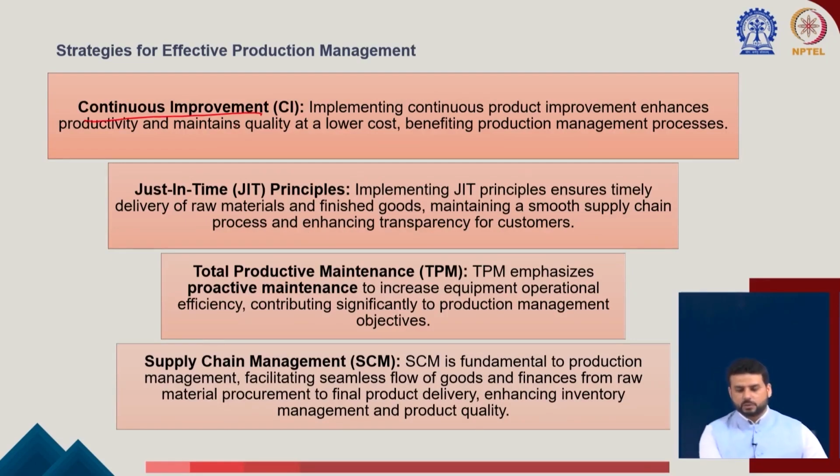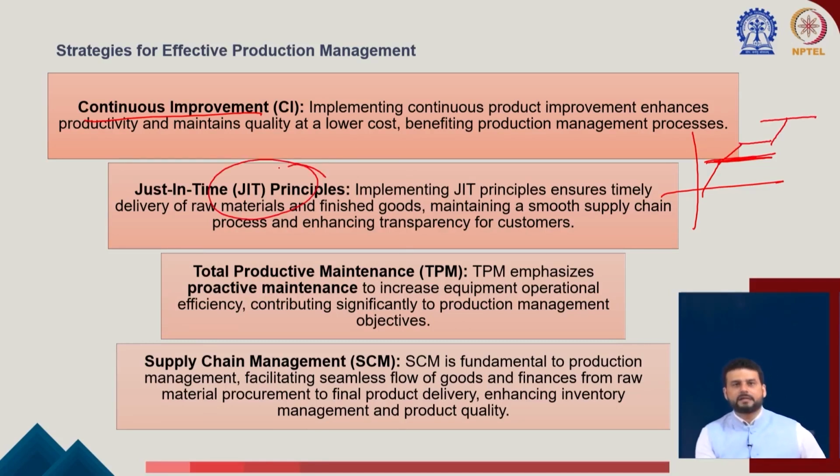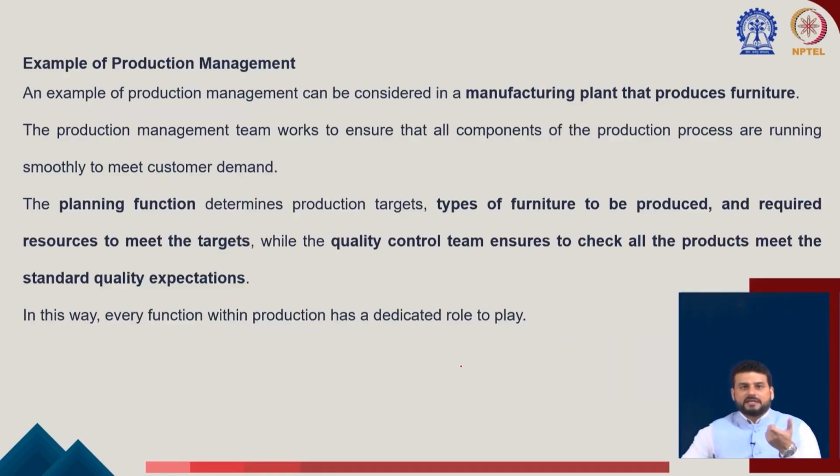Continuous improvement: you need to ensure it's not that once you have reached one level, you stop. If you have reached this level, then go for the next level. This is how continuous improvement works. Just in time is one example where we can ensure smooth inventory whenever it is required, without maintaining inventory within your house, right? Total productive maintenance we already talked about, and supply chain management is important for effective production management to ensure the smooth supply.